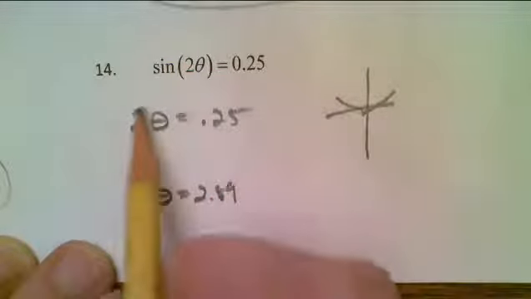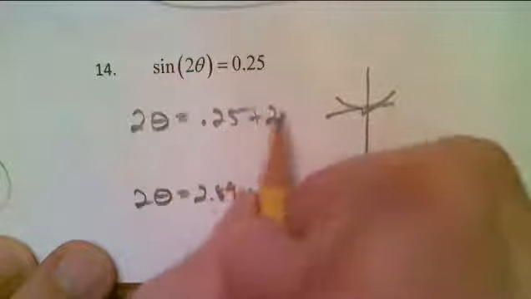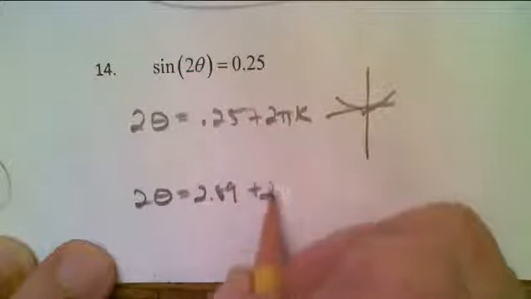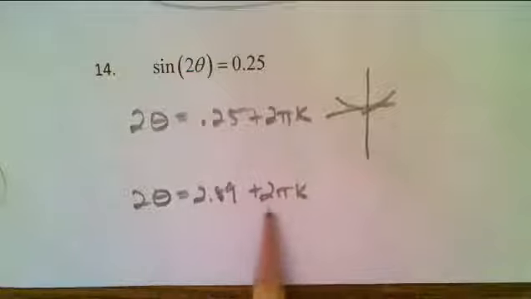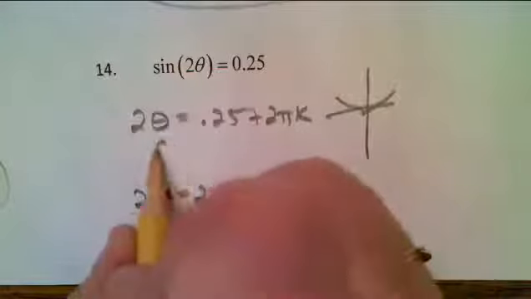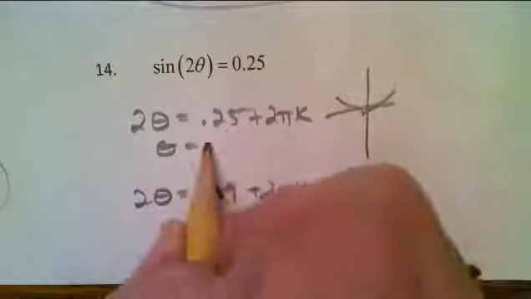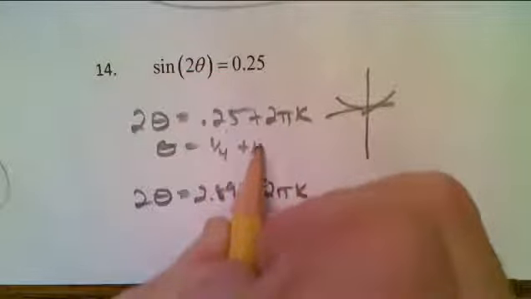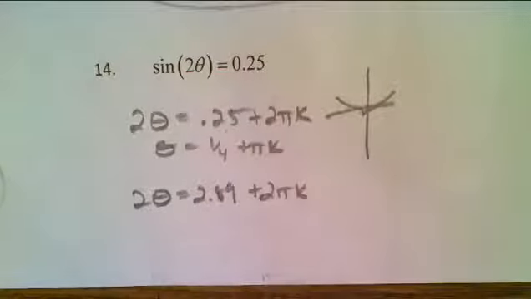But this one, because of that 2, I have to write plus 2 pi k. And now I need to solve each of those. I'm going to probably run out of time. So I divide each of those by 2 and get my 2 answers. I'm going to run out of time, so look on the answer key for that one.